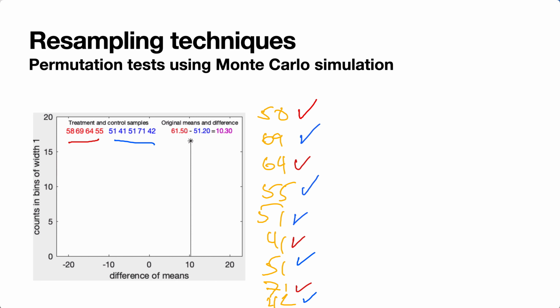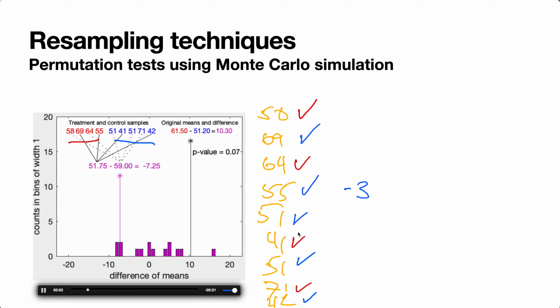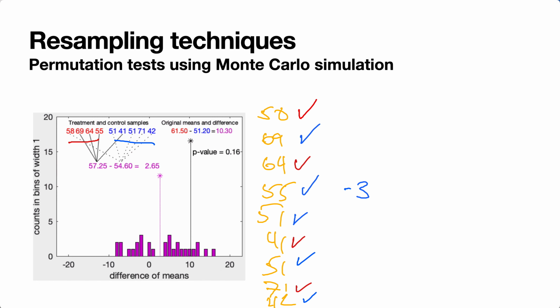By randomly labeling the real data, permuting the labels, I can make a new difference of means. I don't know what this is, but let's say in this case the value is -3. This is the difference of the means. I can do that once, and I can do that again and again and again. Every time I create a random permutation of these original labels, I can drop that particular difference of means into a histogram.